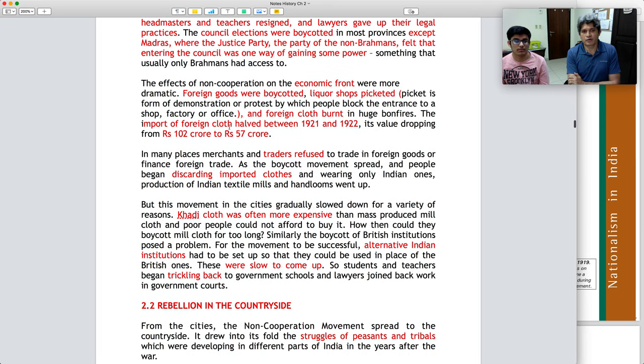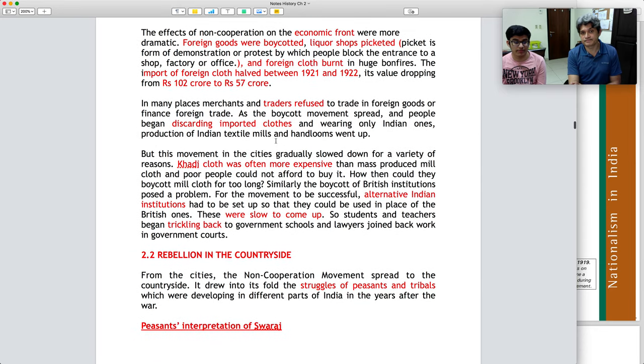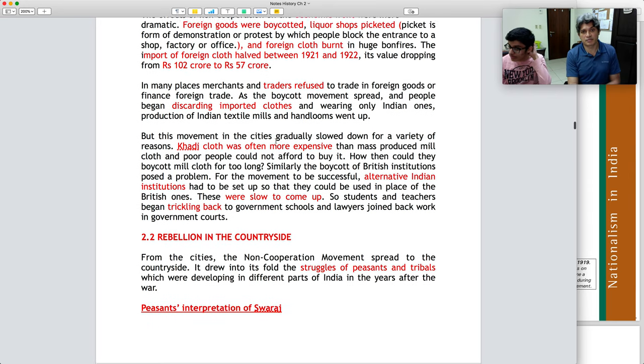The import of foreign cloth halved between 1921 and 22. Before 21, the value of imports was 102 crore rupees. It dropped down to 57 crore rupees. A very big blow, almost a 50% decrease. A big blow to the British economy and the British Raj.